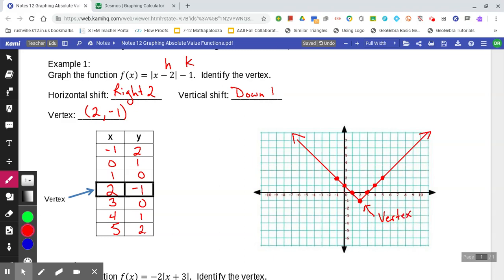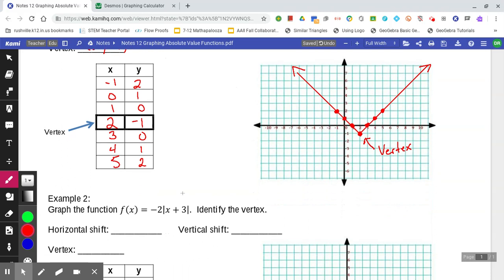And that's all there is to these. So an absolute value function we could actually think of as two separate linear functions, where we have a ray going in this direction and a separate ray going in that direction. Okay, so let's give this a try.